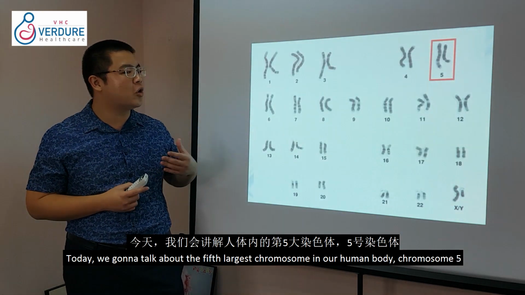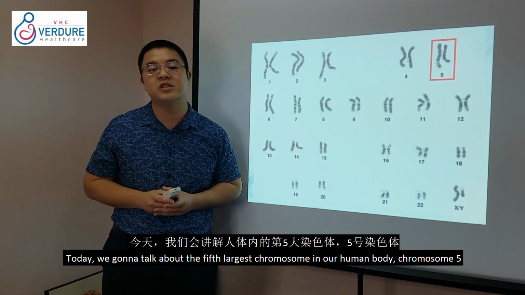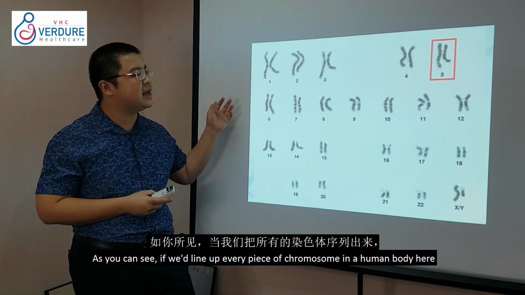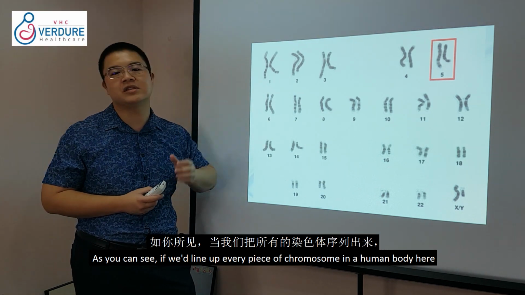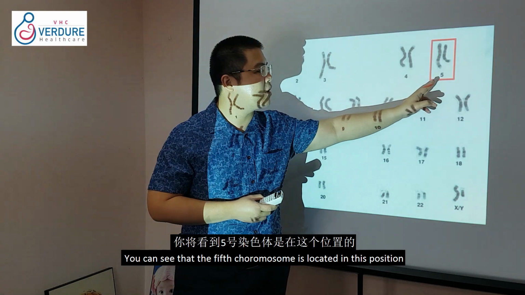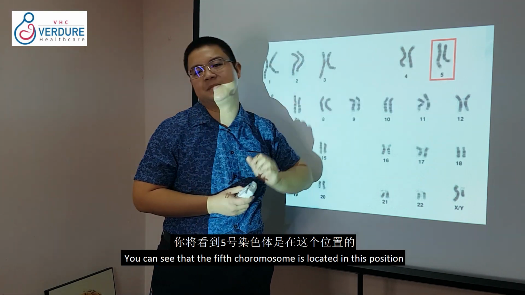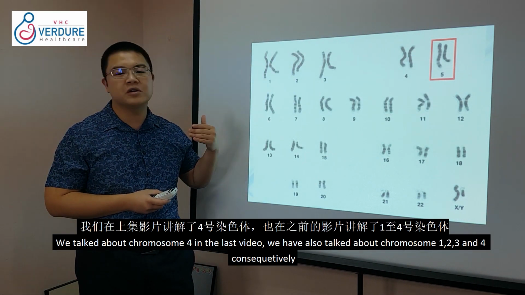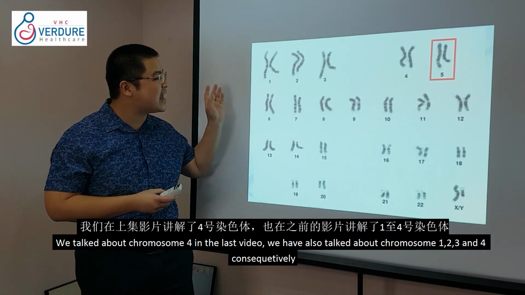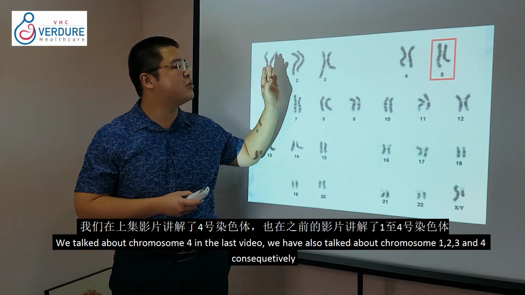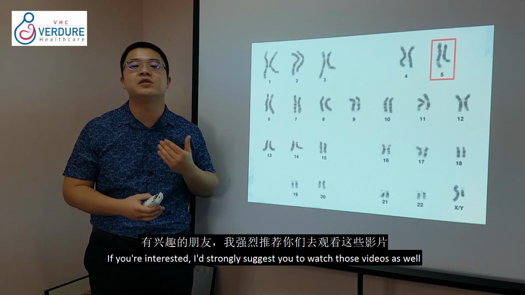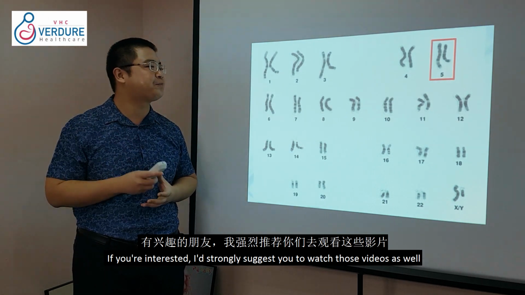So today we're going to talk about the fifth largest chromosome in our human body, chromosome 5. As you can see, if we line up every chromosome in the human body here, you'll be able to see the fifth chromosome is in this position. Last time we talked about chromosome 4, and in the previous videos we have consecutively talked about chromosomes 1, 2, 3, and 4. If you're interested, I would strongly suggest you look at those videos as well.